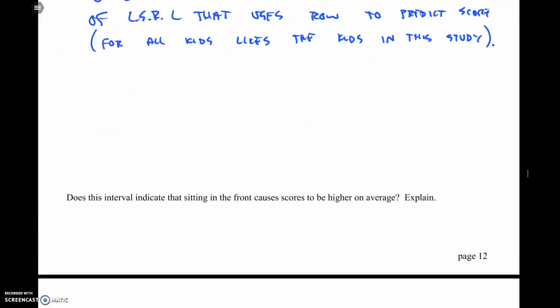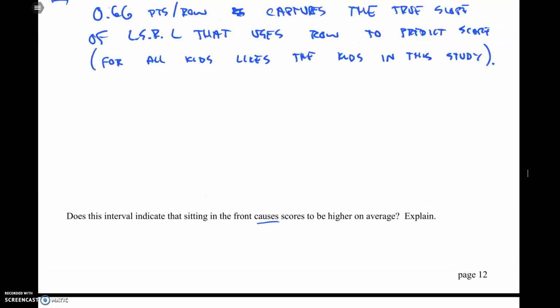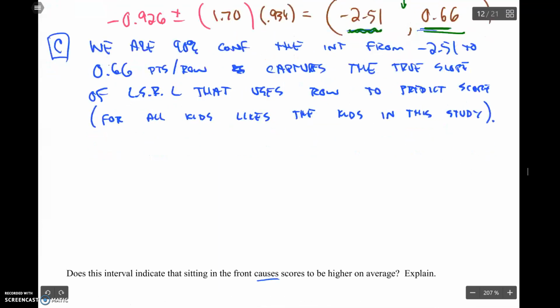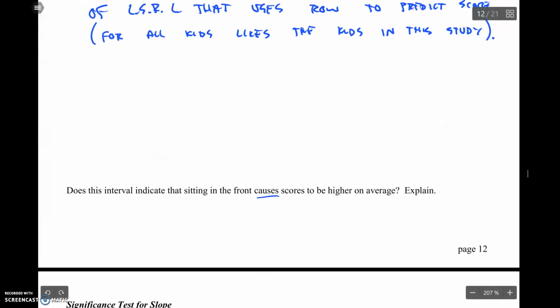All right, does this interval indicate that sitting in the front row causes scores to be higher? Well, we did run an experiment, so we can prove causation. However, our confidence interval says the relationship could be negative, or it could be positive. Therefore, it could also be zero. Zero is in that interval, and that means one plausible value for the parameter slope is zero, meaning there's no relationship.